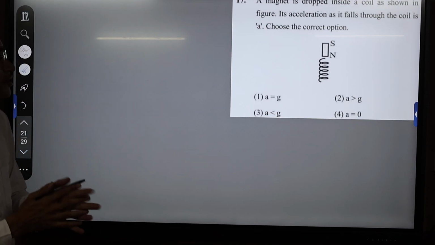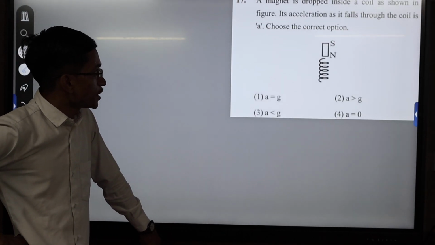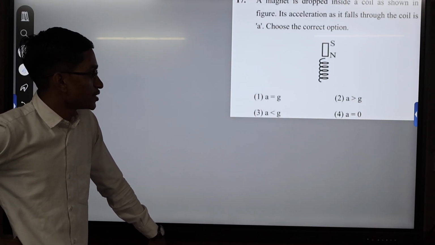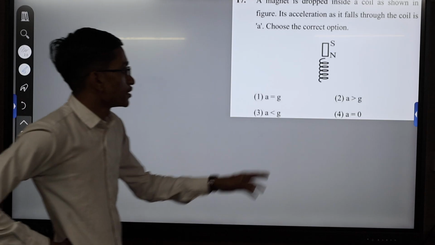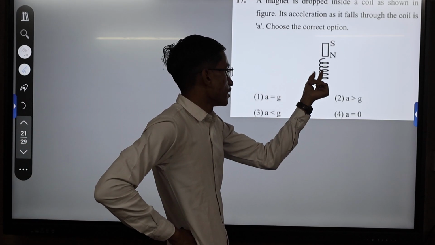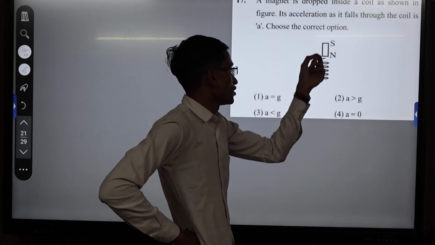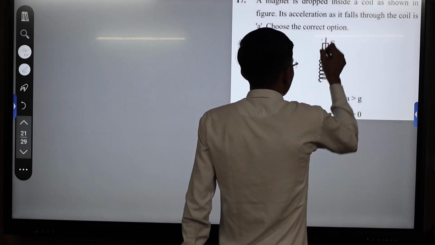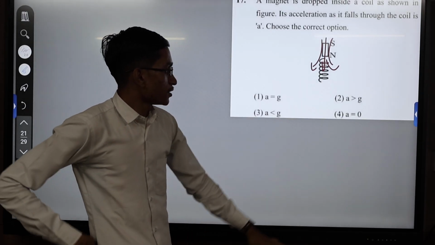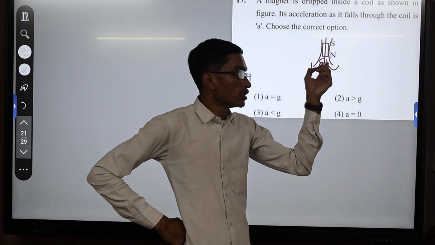A magnet is dropped inside a coil as shown in the figure. Its acceleration as it falls through the coil is a. Choose the correct option. Okay. Here are the questions from chapter number 6, electromagnetic induction. Here, a bar magnet is free falling, and when the bar magnet is entering this solenoid, the magnetic field lines passing through this solenoid will increase. So as a result, this coil will oppose the change of magnetic flux.